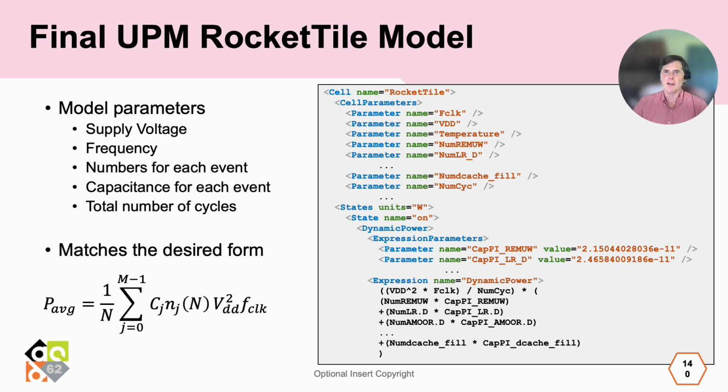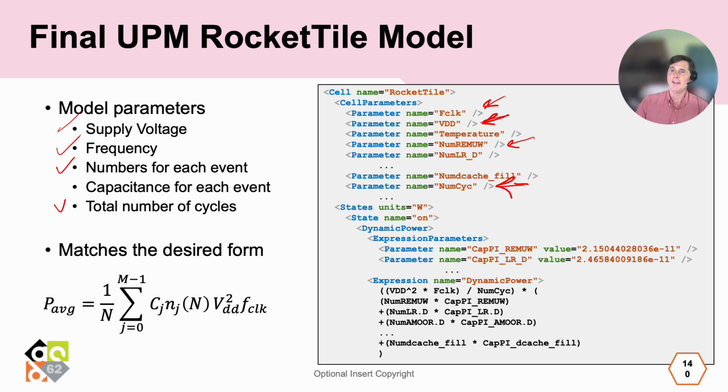So here's a sample of the UPM file that's part of this tutorial, illustrating how the Rocket Tile power model looks in the final code. You'll see that you've got the different model parameters, the supply voltage shown here. You've got the frequency of the clock, and then you've got the counts for each of those different events, including all the instructions, and then the total number of cycles for all of the events, which is shown here.